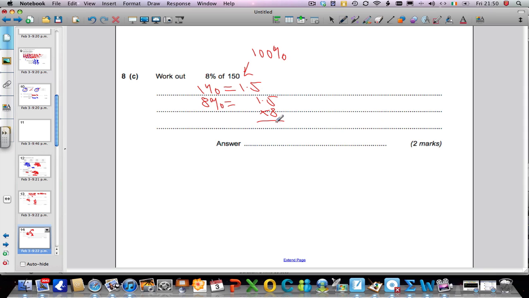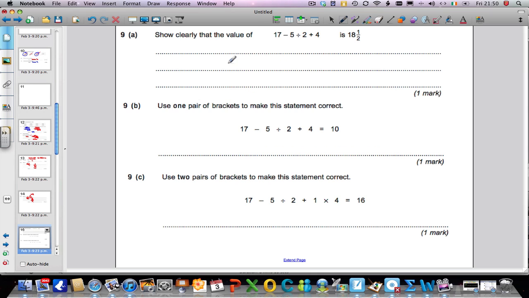8 times 5 is 40. Put down the 0, your decimal point. Carry 4. 8 times 1 is 8. 8 and 4 is 12. 12.0, or simply 12. Moving on.